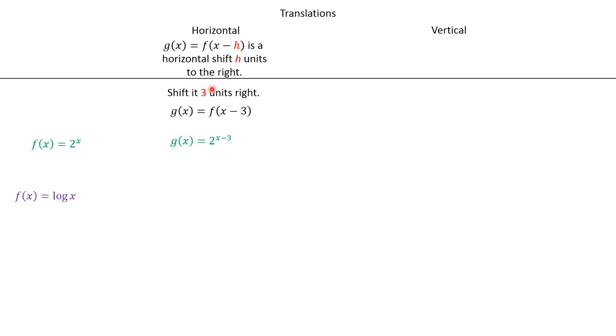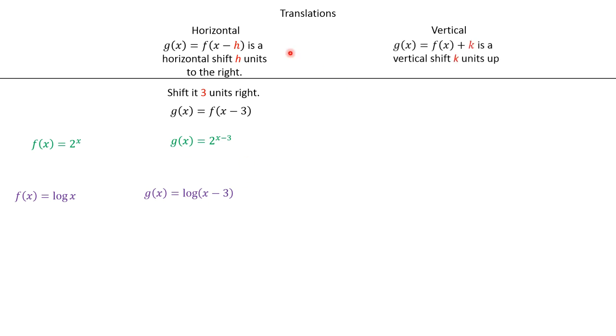Notice everything horizontal is going to happen in the exponent. Everything that's not horizontal will happen outside of the exponent. For the log, we take the x, we change it to x minus 3. Everything horizontal is going to happen inside the log. Everything vertical is going to happen outside the log.